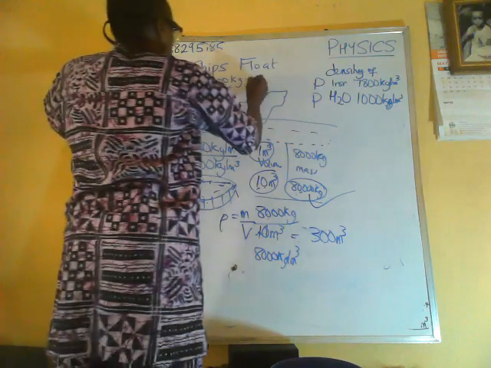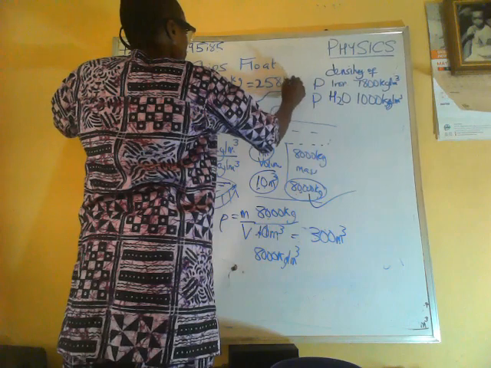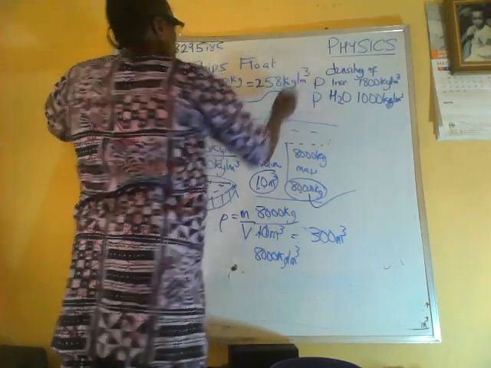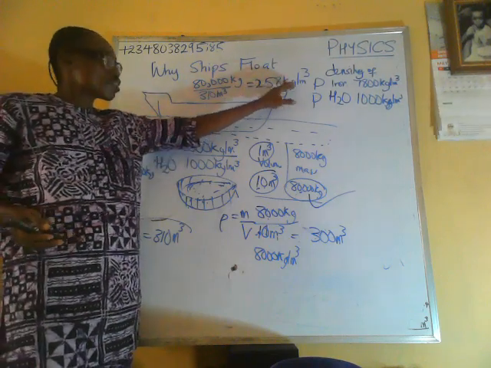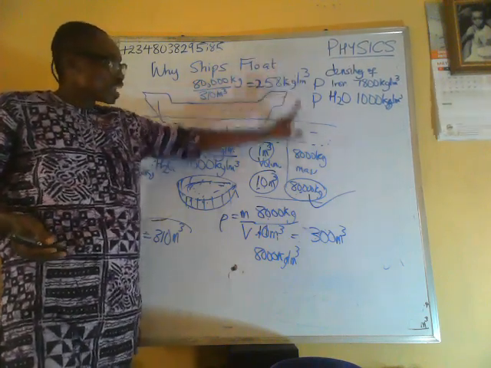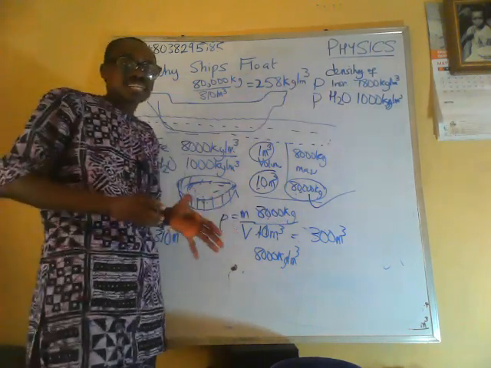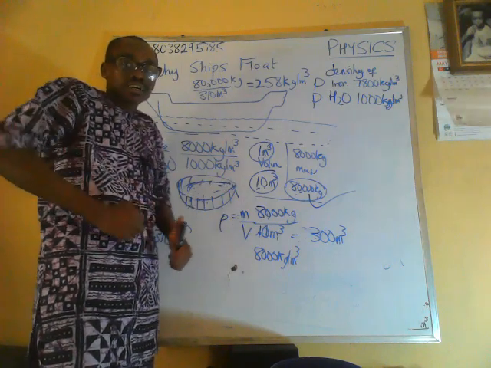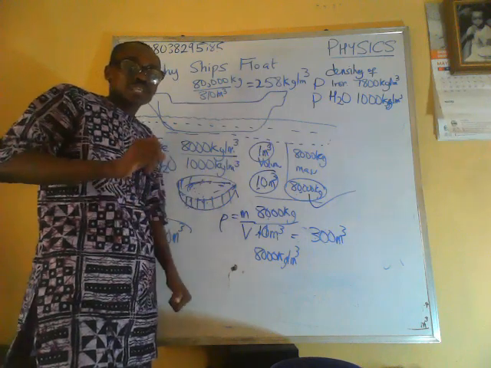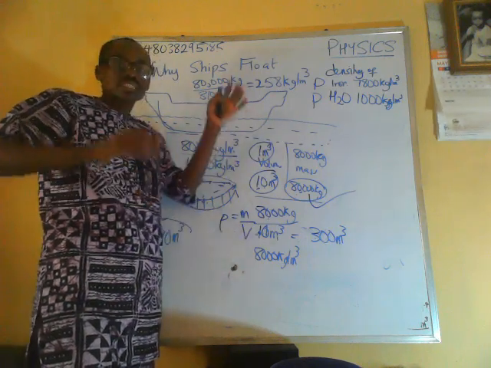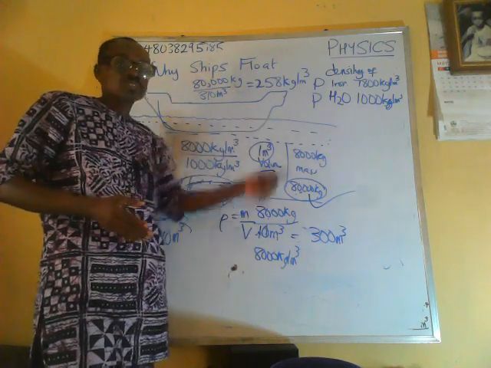So the density is now 258 kilogram per cubic meter. Look at it now. The density of the ship is 258 kilogram per cubic meter. This is far smaller than the density of water, which is 1,000. So the way the ship is designed, the volume is greater than the volume of material. So when you measure the average density of the ship, it's far smaller than the density of water. That is just the reason.